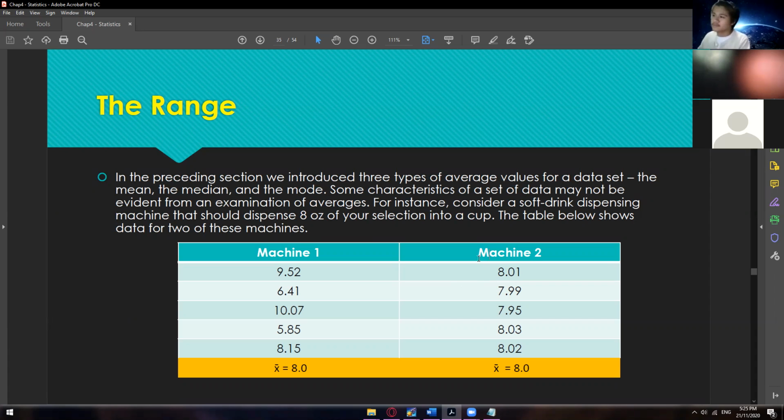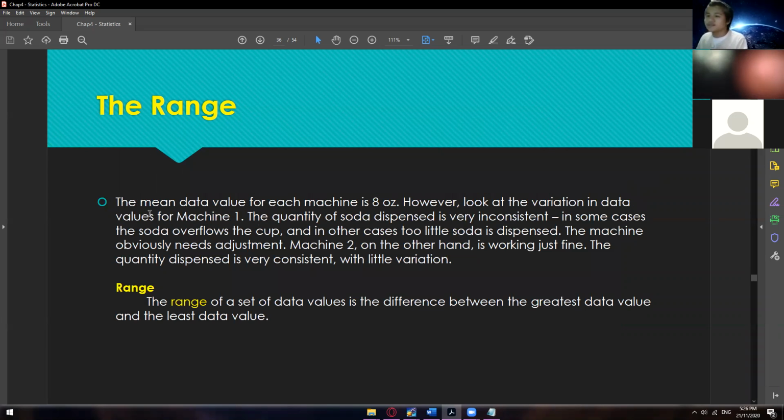Okay, so in here we're going to use the range, because this arithmetic mean is not enough. It will not show anything that we need. If you want to get the margin of error, it will not show you any data since you will get the same result. So 8.0 here and 8.0 here also. So the mean data value for each machine is 8 ohms.